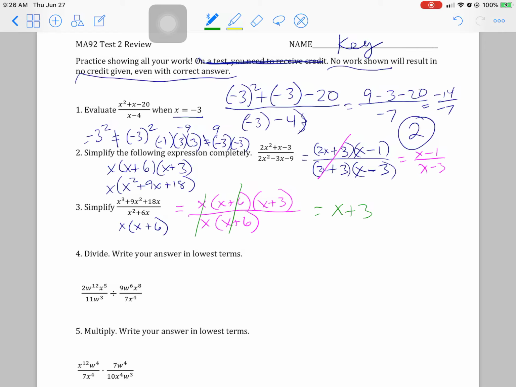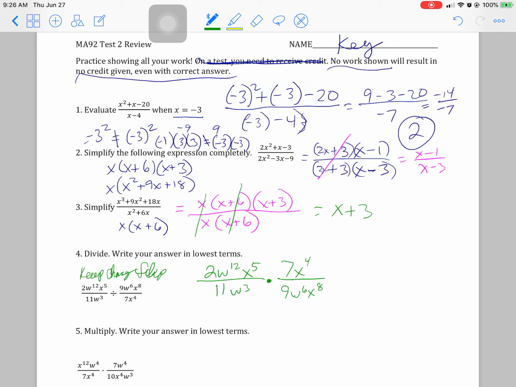This one has the monomials. It's got a division, so keep, change, flip. Sorry for the handwriting. So that means 2w^12x^5 over 11w^3. Just leaving that to start with. Oh, I could have reduced that, but let me come back to that. Keep, change, flip is what I was concentrating on at the moment.